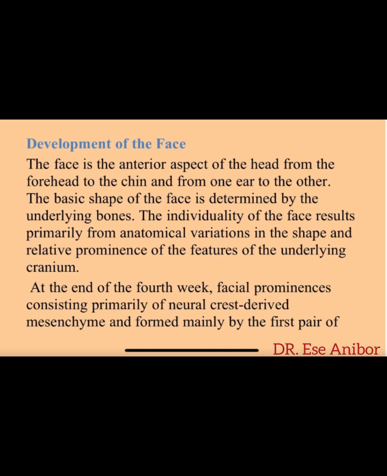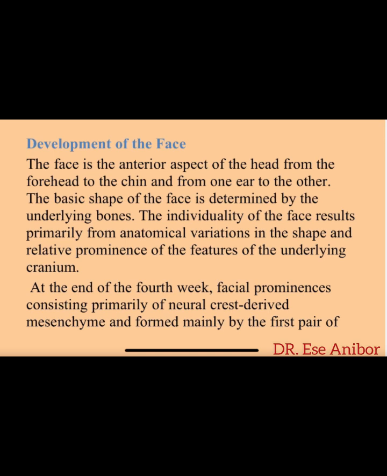At the end of the 4th week in the human embryo, you can see facial prominences or facial processes. The facial processes actually consist of structures that differentiate from neural crest-derived mesenchyme. When you talk about mesenchyme, you're talking about loosely arranged, undifferentiated mesodermal cells that can give rise to a wide array of cells like connective tissue cells and bone, cartilage, blood vessels, lymphatics.